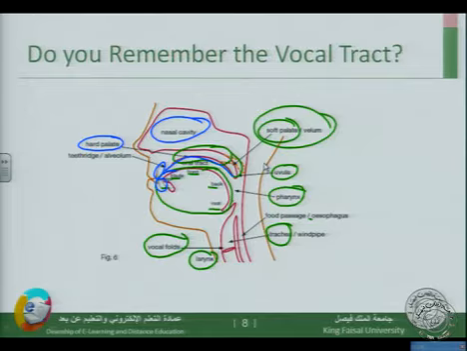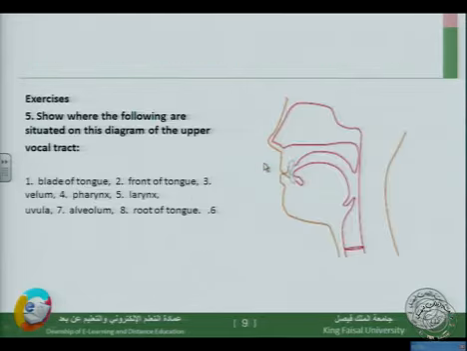Okay, so all of these I guess you are familiar with. This is a new one. This is the food passage right here. Do not mix up. This is the vocal folds right there. Okay, and we have actually taken the translations of these words in the first lecture. So please go back to the first lecture and try to understand each part and each organ of the vocal tract. Okay, now show where the following are situated on the diagram.